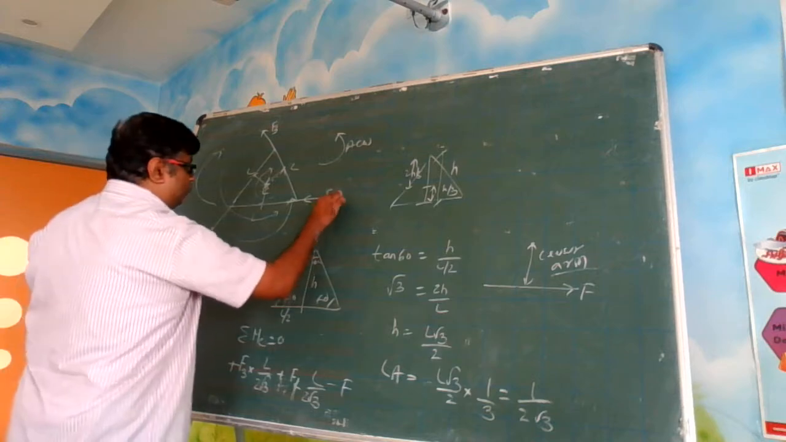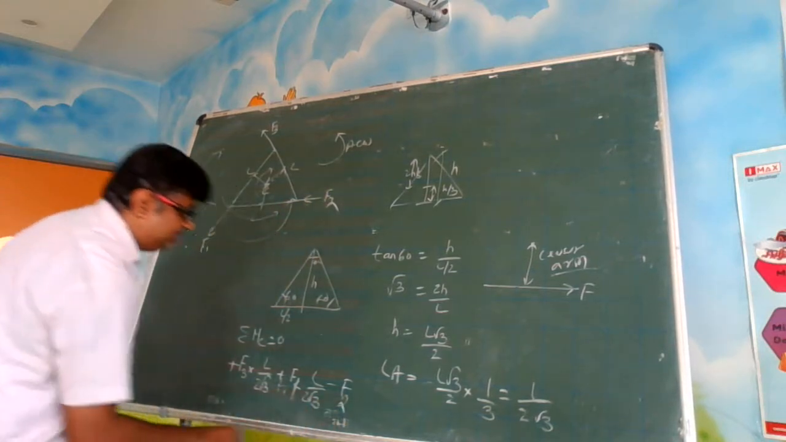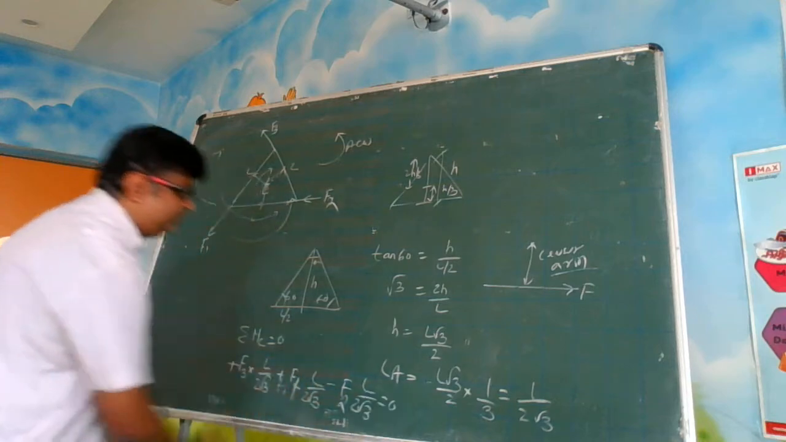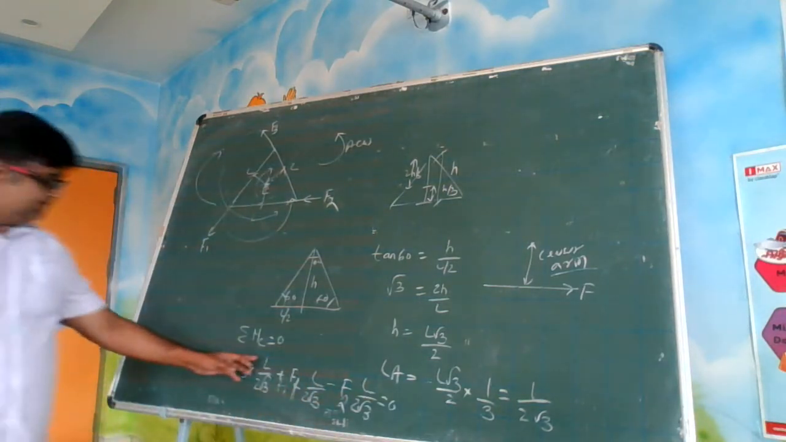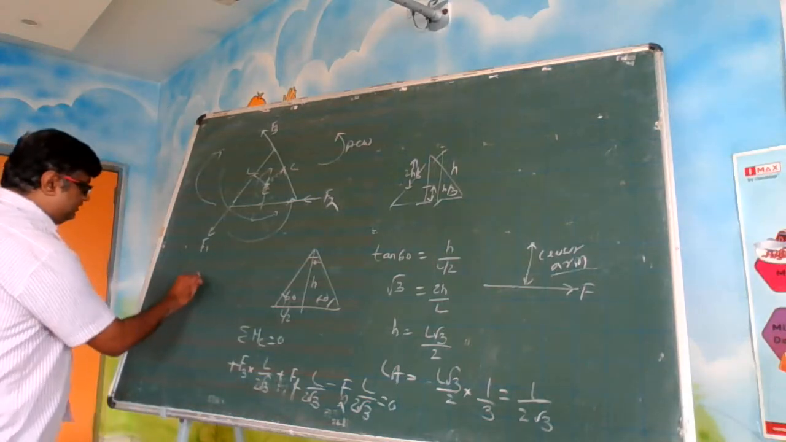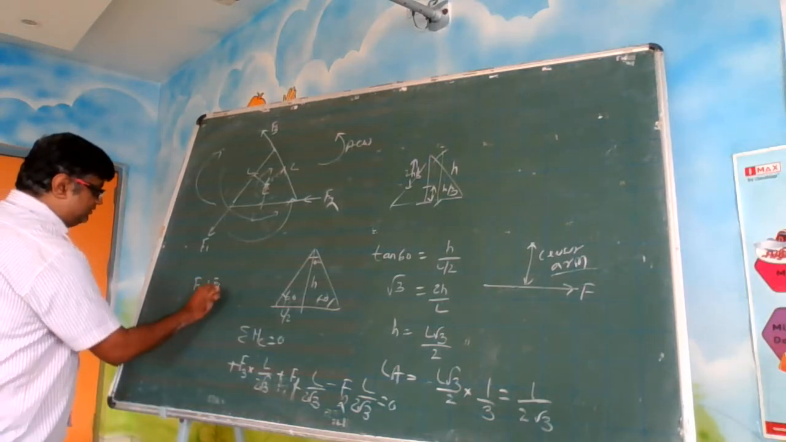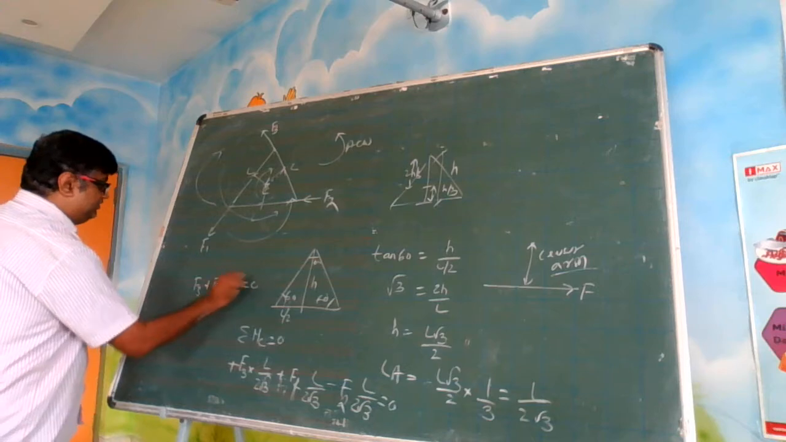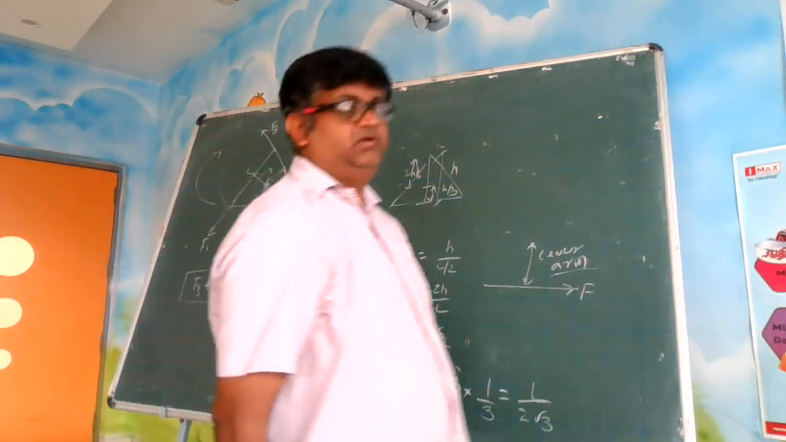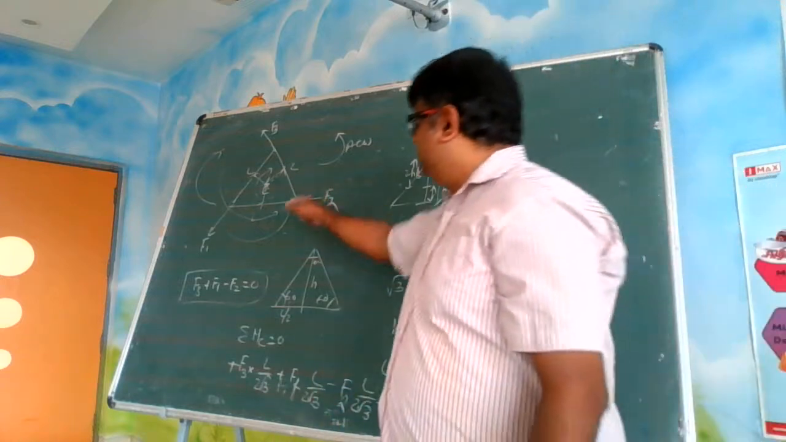We'll call this as F2. Okay? F2 will become minus. F2 into L by 2 root 3 is equal to 0. You can see that L by 2 root 3 is common in all. You can write F3 plus F1 minus F2 is equal to 0. So this is the condition you have got if the situation is like this.